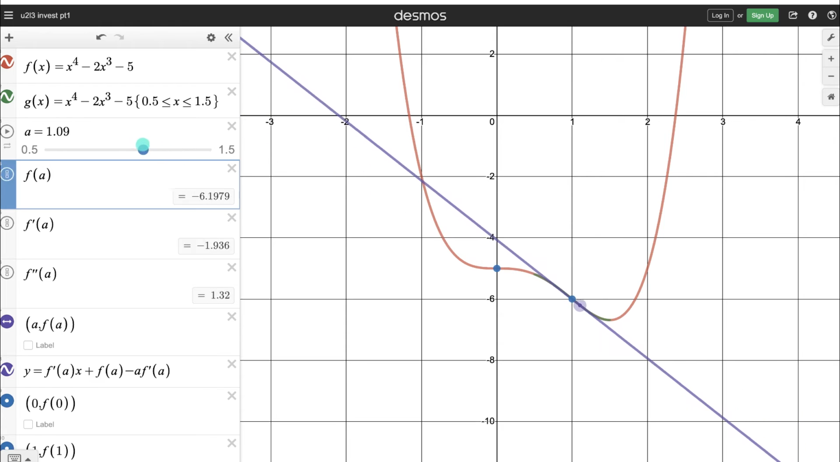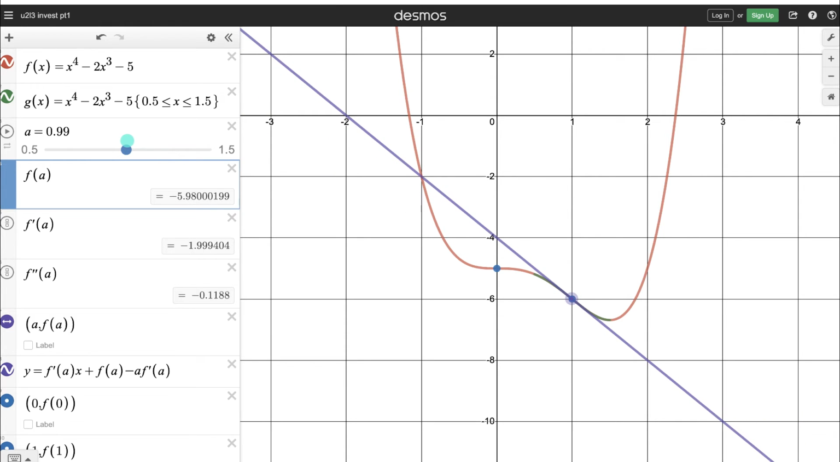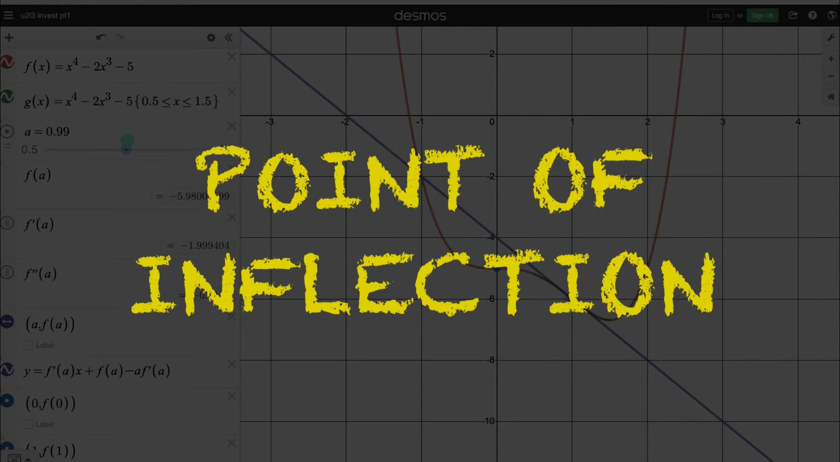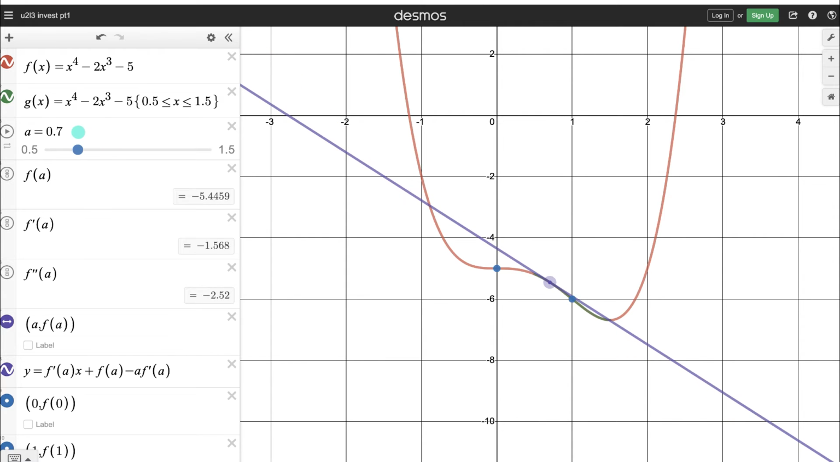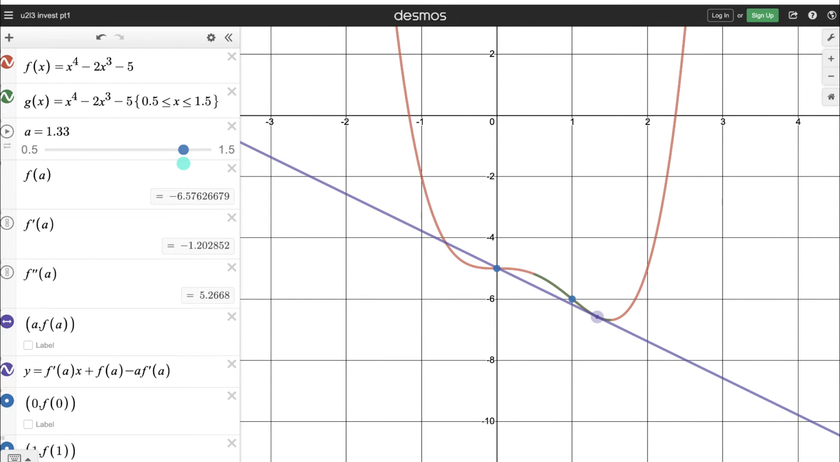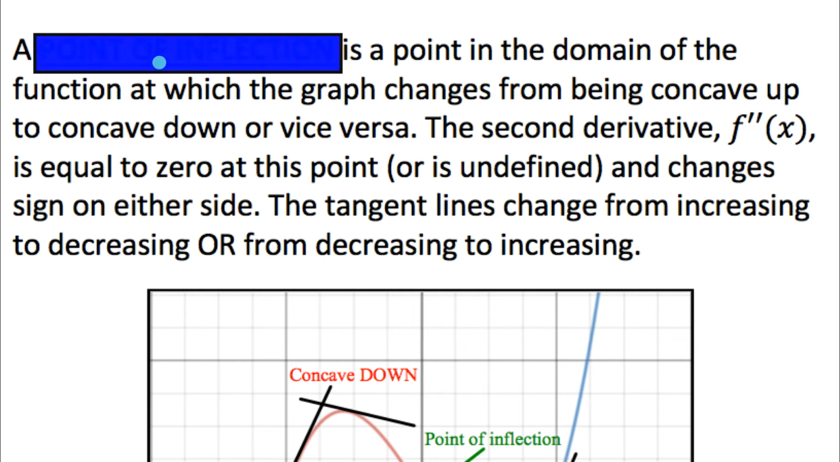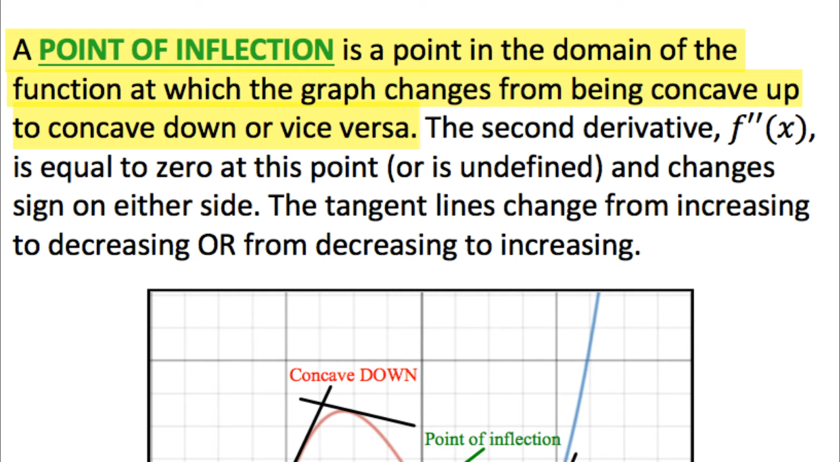So that point right there at an x value of 1 is a special point where the slope of the function switches between increasing and decreasing. That's called a point of inflection. It's a point where the function switches from being concave down to concave up. So right here, our blank: a point of inflection is a point in the domain of the function at which the graph changes from being concave up to concave down, or vice versa.